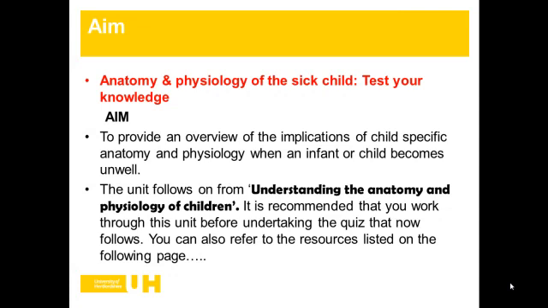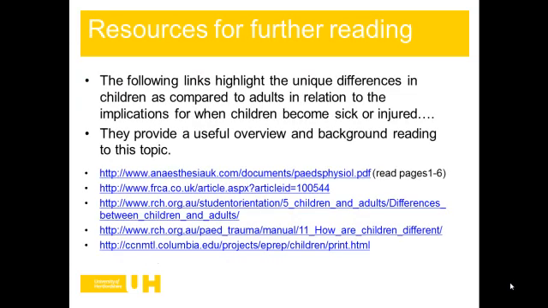This unit and test of knowledge follows on from a previous unit, Understanding the Anatomy and Physiology of Children, and it's recommended that you work through this unit before undertaking the quiz that now follows. You can also refer to the resources listed on the next page, such as those listed here. These links highlight the unique differences in children as compared to adults in relation to the implications for when children become sick or injured. They provide a useful overview and background reading on this topic.